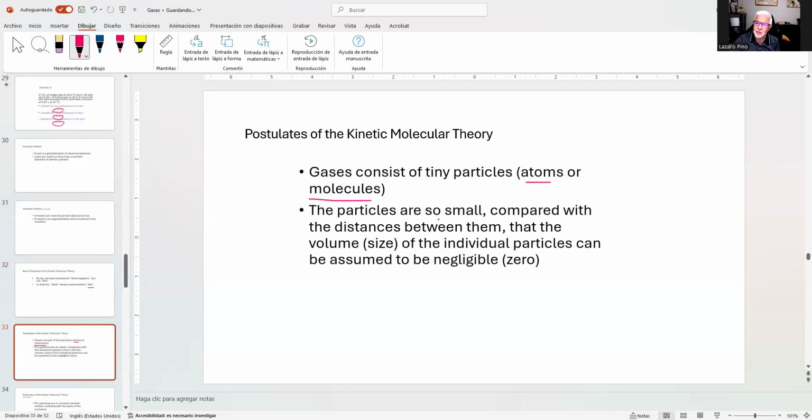The particles are so small compared with the distances between them. What does it mean? For example, if this is a molecule, the other molecule is here, and the distance between two molecules is always larger than the size of the particles, then we can assume that the size of the particle is almost zero.